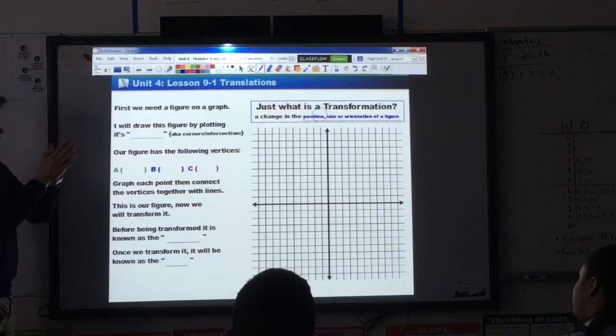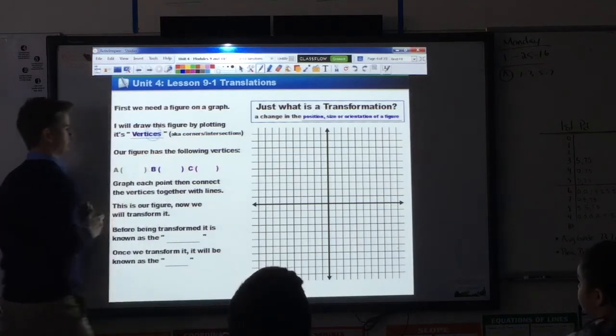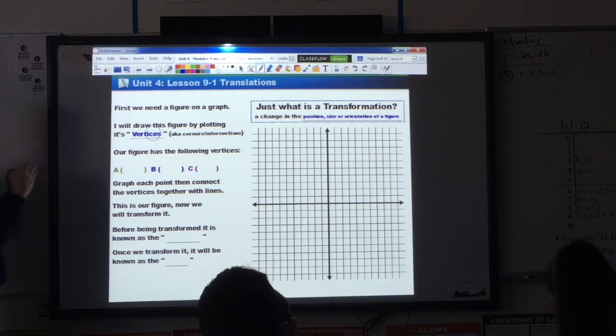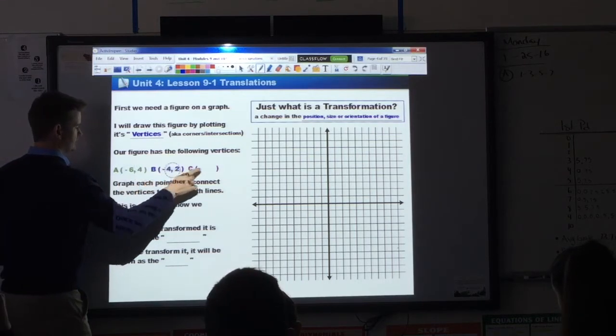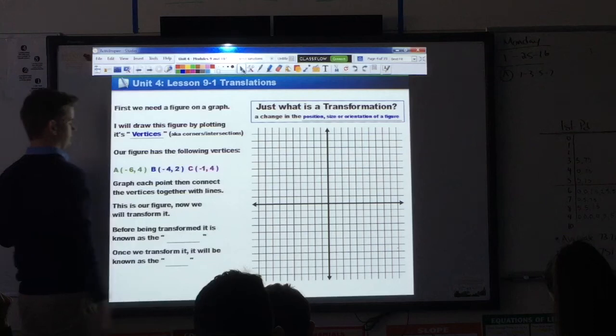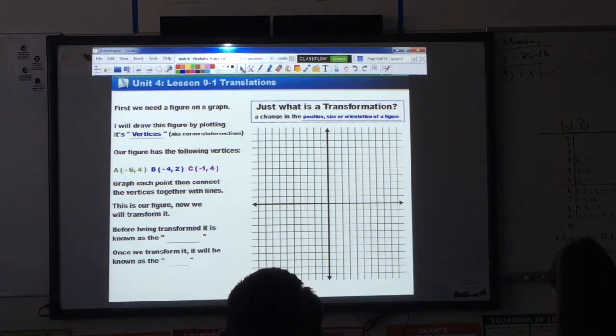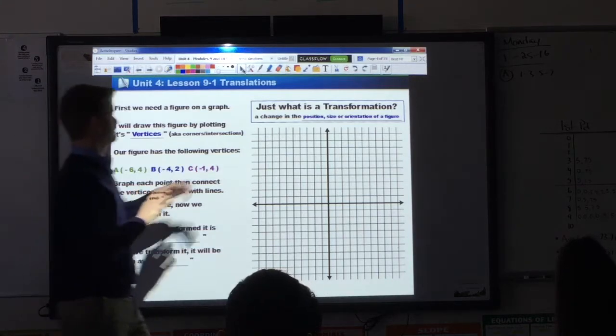First, in order to do a transformation, we need a figure. In order to have a figure, we must plot the figure's vertices. That is simply where 2 lines intersect to form a point. Our figure has 3 vertices. 1, 2, 3. Point A, point B, and point C. And I'll give you a second to write all those in, because I know it's a lot of stuff to write in. You're always going to start by being asked to put a figure on the graph. Sometimes you'll have the figure, usually you got to put it there yourself.